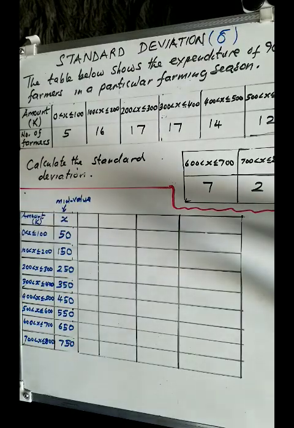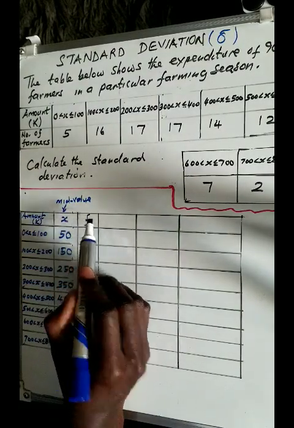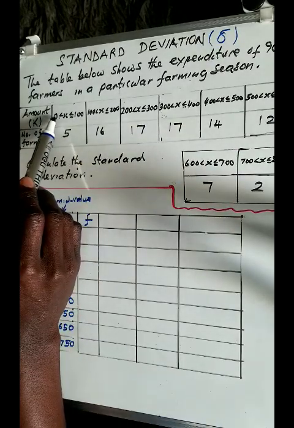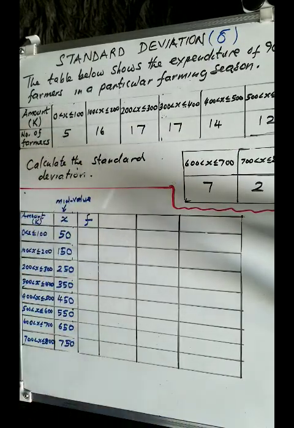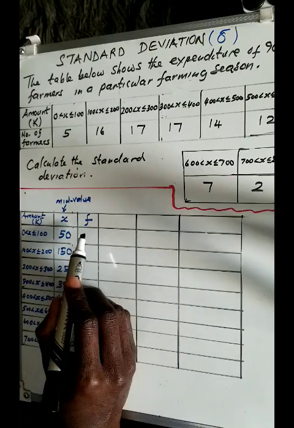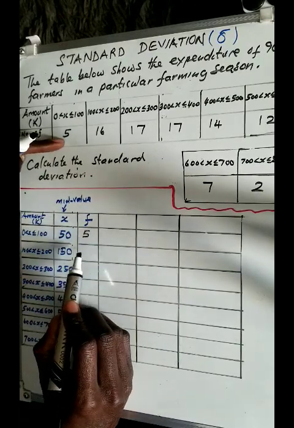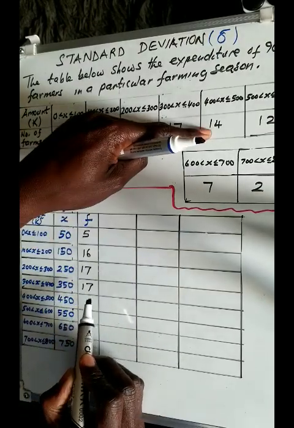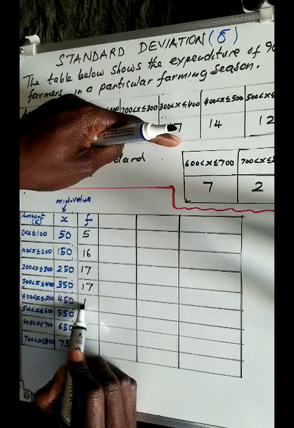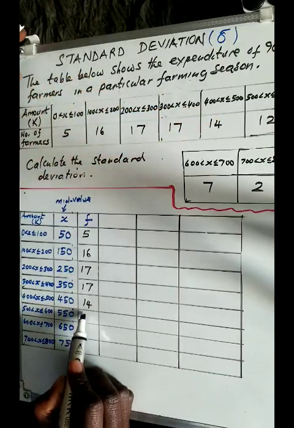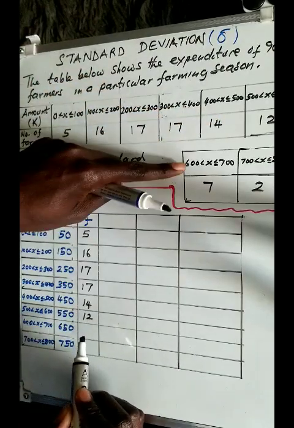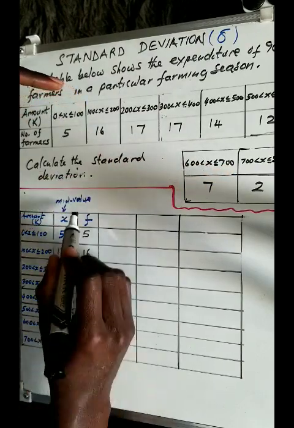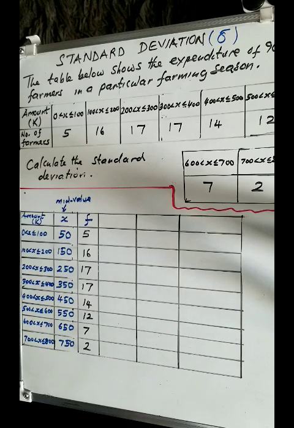Now in the next column there, you are going to put up the frequency. And the frequency is the one where you're going to have the number of farmers. So those between 0 and 100 were 5. So that is the frequency. So the frequency, you just copy 5. For that one, it is 16, 17. That is again 17. Between 400 and 500, that's 14. Between 500 and 600, that's 12. Between 600 and 700, that's 7. And between 700 and 800, that is 2. So that is what you put up in the third column there.